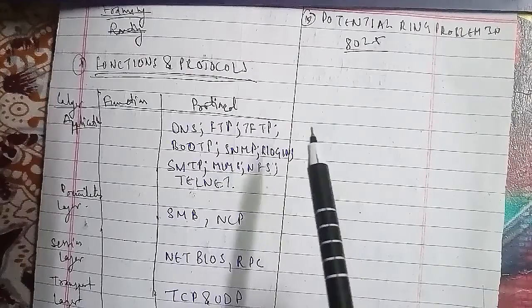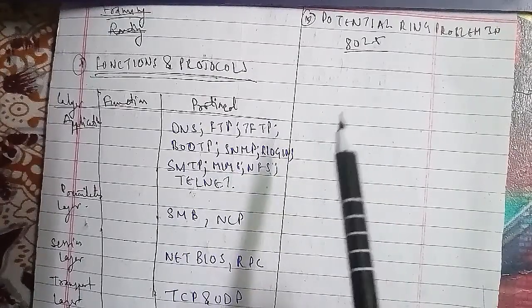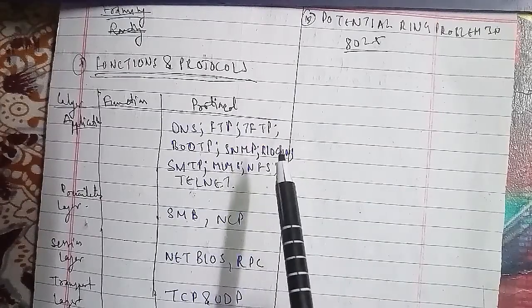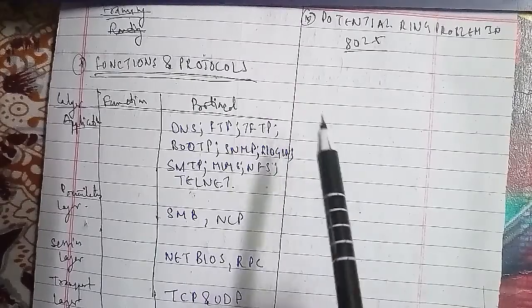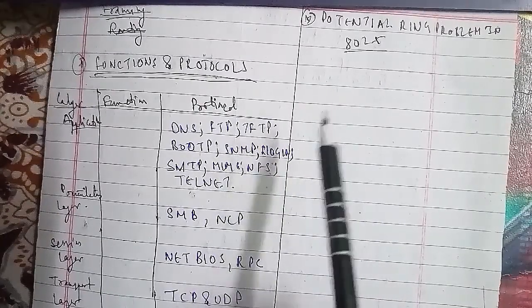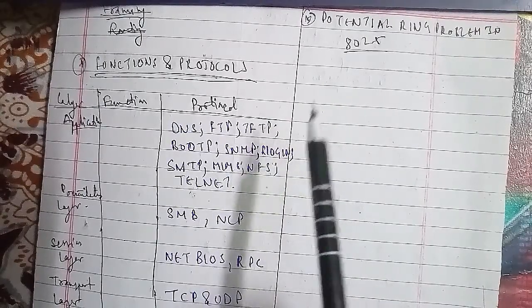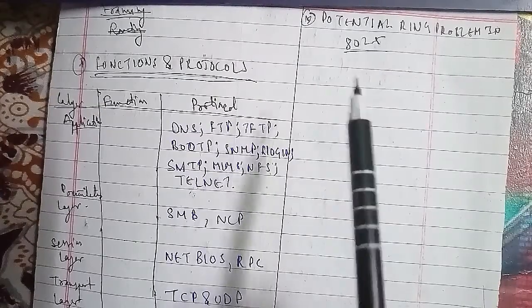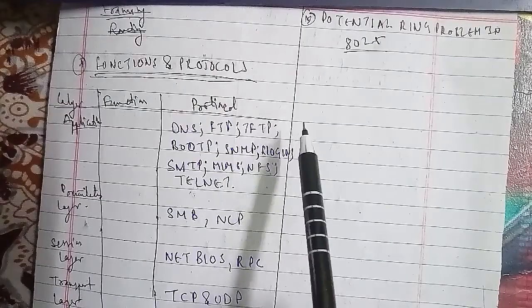The third difference is that 802.3 has no priorities, 802.4 supports priorities, and in 802.5 priorities are possible. And the fourth difference is that 802.3 is not deterministic, 802.4 is more deterministic than 802.3, and 802.5 is also deterministic.